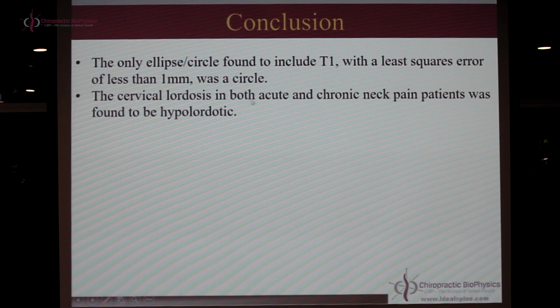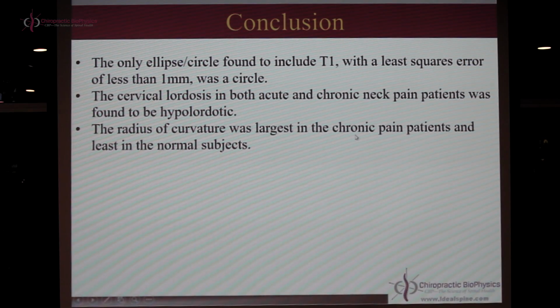The cervical lordosis in both acute and chronic neck pain patients is actually hypolordotic. It's less than normal subjects. The radius of curve was actually largest in the chronic neck pain subjects, meaning they had the smallest amount of curve, 22 degrees on average, compared to a 34.5 degree curve in normal subjects, where the radius of curve was actually the smallest. I hope that doesn't confuse anybody. The radius of curve is smaller, meaning more curve, in normal subjects. The radius of curve is larger, meaning less curve, in chronic neck pain subjects.